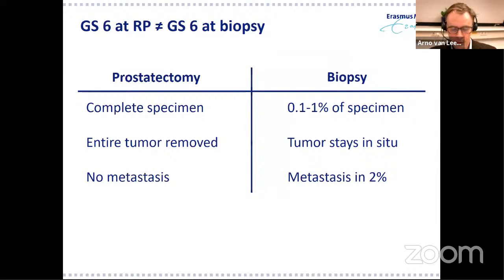This is also reflected in surveillance studies, which show that 2% of men with Gleason score 6 on biopsy will develop metastasis and die of their disease. It is, however, important to know that about 10% of men with Gleason score 6 at prostatectomy will develop biochemical recurrence after operation, clearly showing that biochemical recurrence is not the same as metastasis.